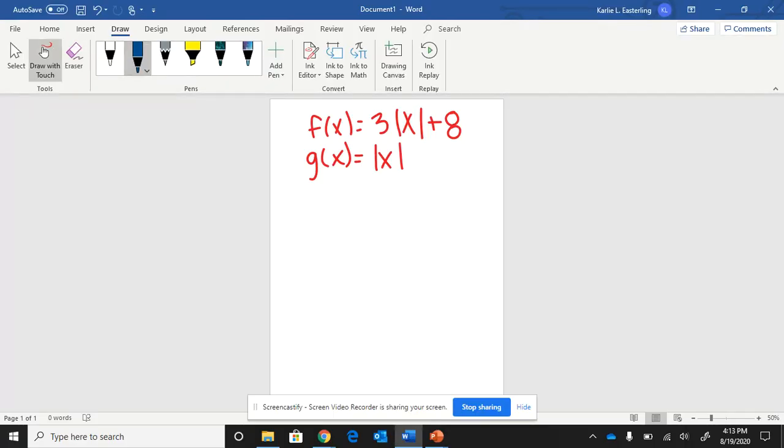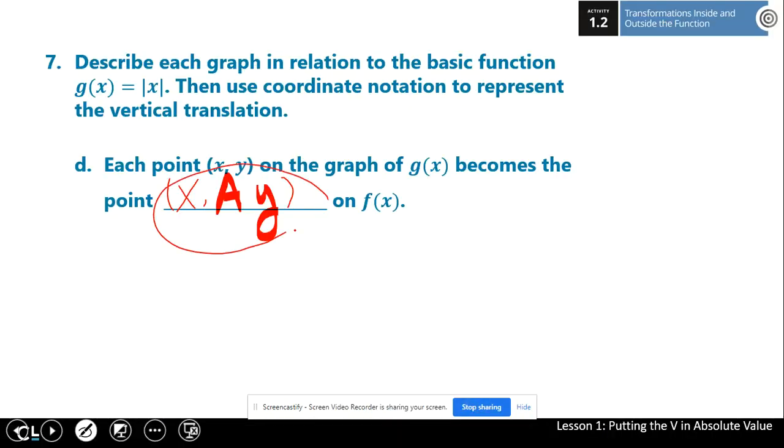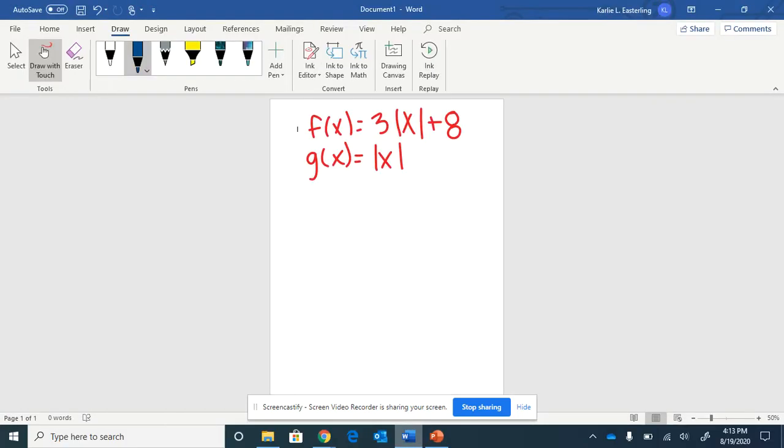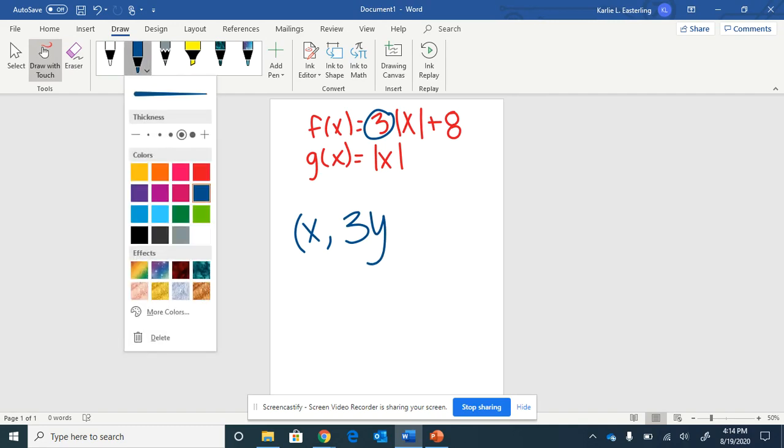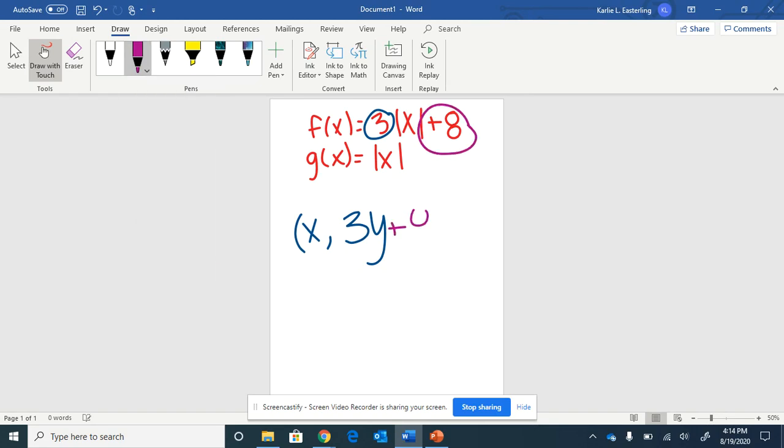So what I wanted for your homework was, I gave you two equations kind of similar to this, and I want the x and y coordinates kind of like here. I want them for this function. For this function, our x isn't changing because we didn't change x in anything we did today. But we have an a out here, so we're going to have 3y. And then we also have our plus 8 out here at the back, so we're also going to have our plus 8 here.